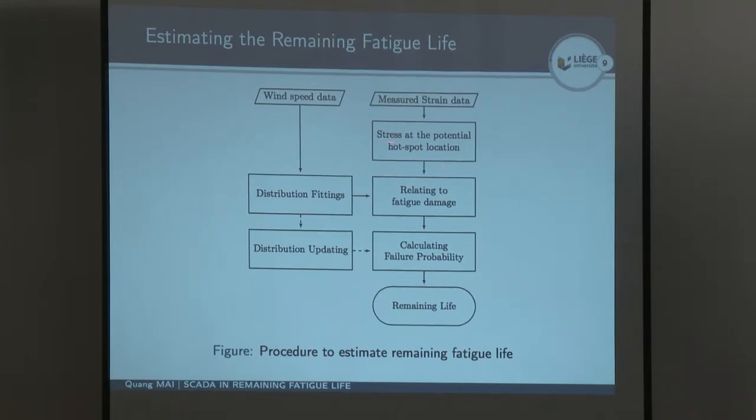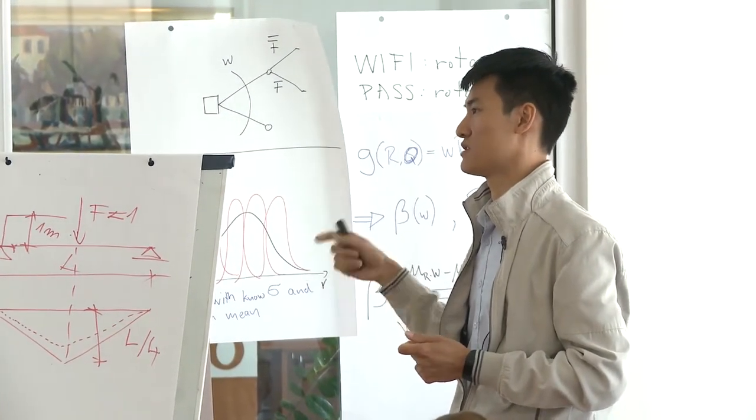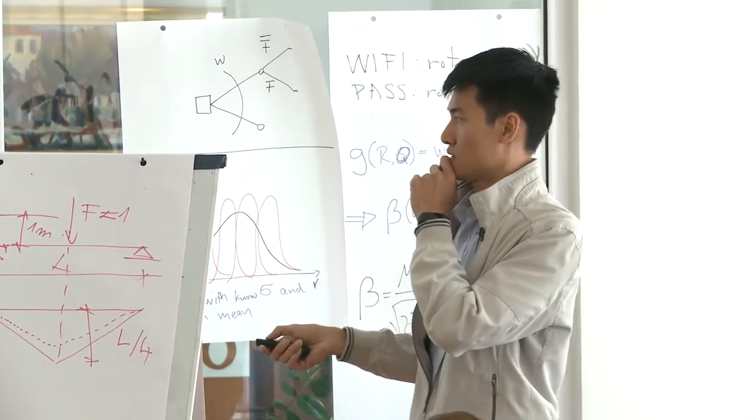So from the measured strain, we get the stress, and then we have the stress range. And then from the wind speed data, we fit the 10 minute wind speeds of each year into one Weibull distribution, with the shape parameter the same as the one we have from the design stage. So I keep the same shape parameter and I use the best fit approach to find the scale parameter for that year. By doing that, I can have different values of scale parameter for different years.